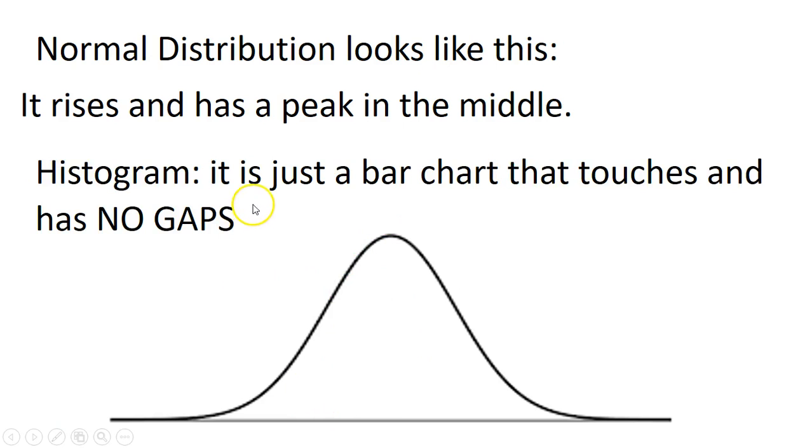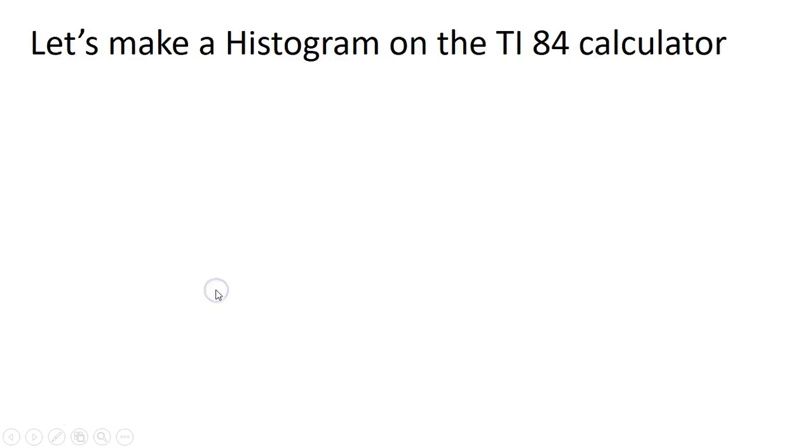A histogram is something else we're going to look at. It's just a bar chart that touches and has no gaps. We kind of went over that before. You can get a histogram to see if the data looks normal by the judge of the histogram. The histogram has no gaps. It looks like a bar graph, but there's no spacing in between the bars. So I'm going to show you how to use your TI-84 calculator to make histograms of data.